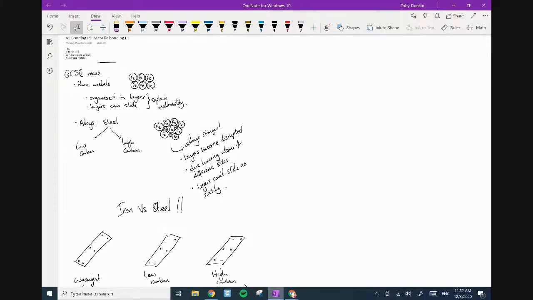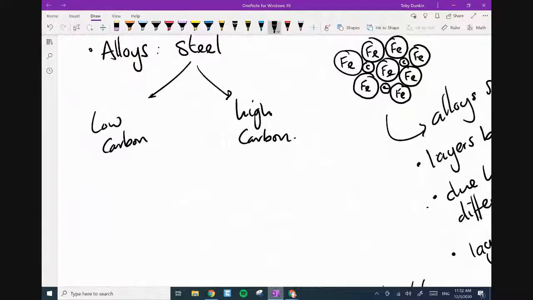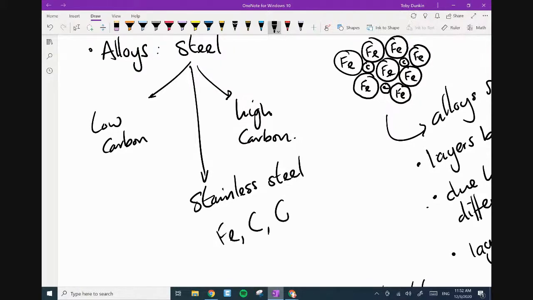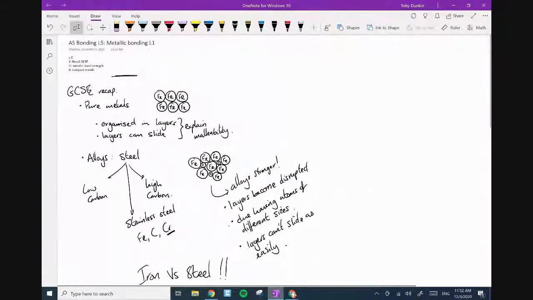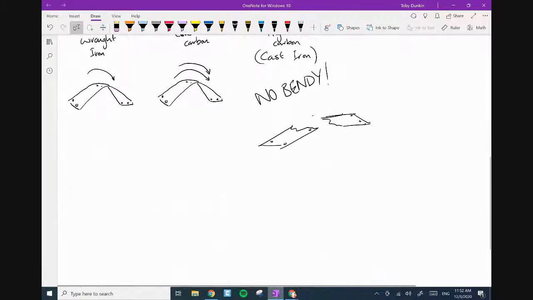So if you're interested, stainless steel, just to add in a third one. Stainless steel is still a steel. We now have a mixture of iron, carbon, and chromium. And chromium prevents it from rusting, giving it corrosion resistance. It's nice. Okay, so next thing, metallic bond strength.